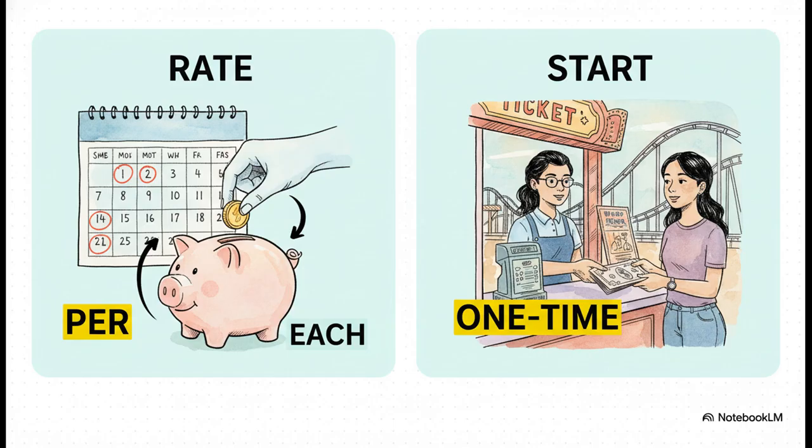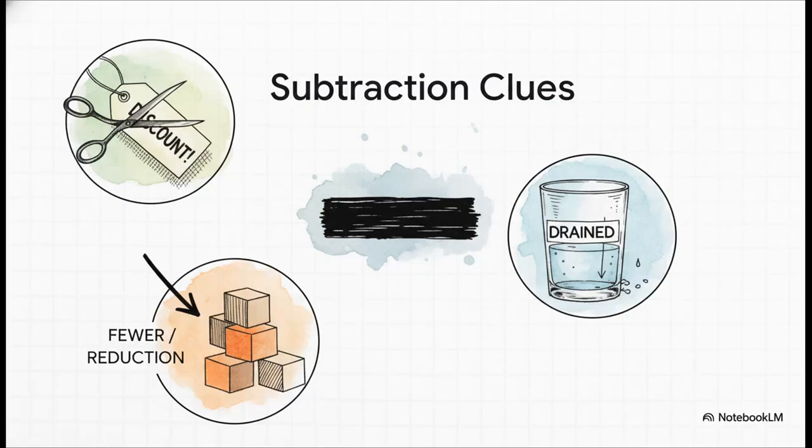It's that simple. And the second trap? Totally forgetting about subtraction. Words like discount, fewer, drained, or reduction, these are all giant flashing signs telling you to subtract. If you use addition by mistake, you're going to get the wrong answer every time.